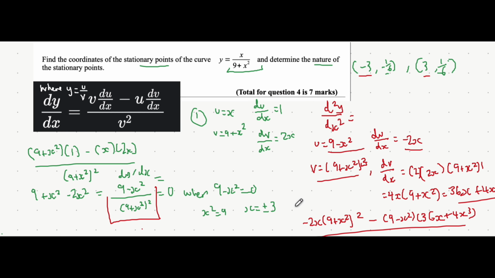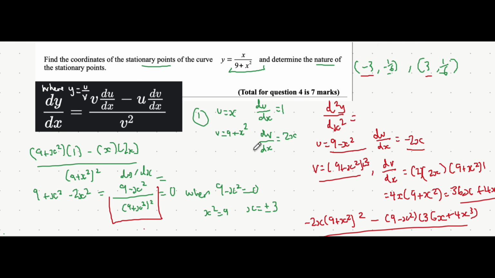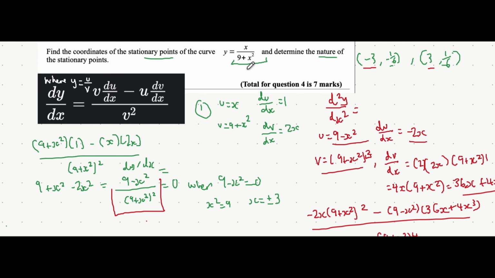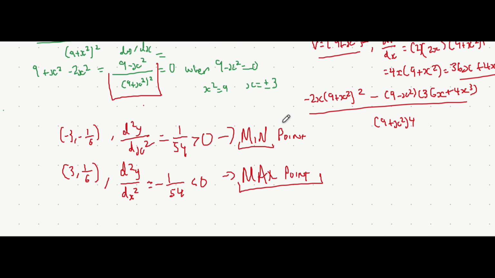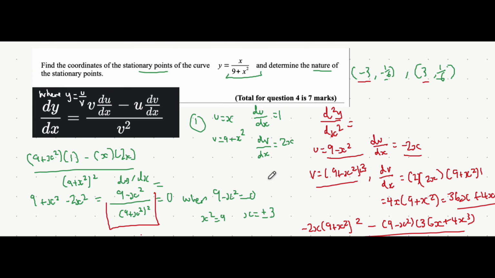Hopefully that all made sense. So we not only went through how you can use the quotient rule, but how you can find coordinates of stationary points and also determine the nature of the stationary points, whether they're minimum, maximum, or points of inflection.